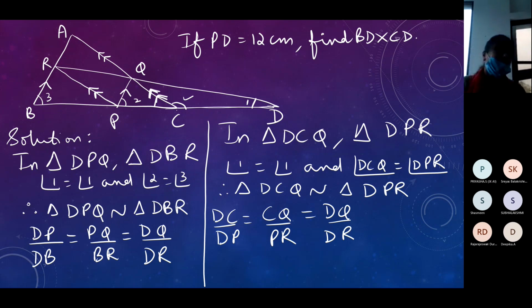Otherwise, if you take some other two triangles, you will not have common ratios to compare. So now DQ by DR, DQ by DR. Now the thing is what to take. You'll have to decide that. Now look at this. We have BD, CD and PD. We have to find BD, CD, and there is PD here.